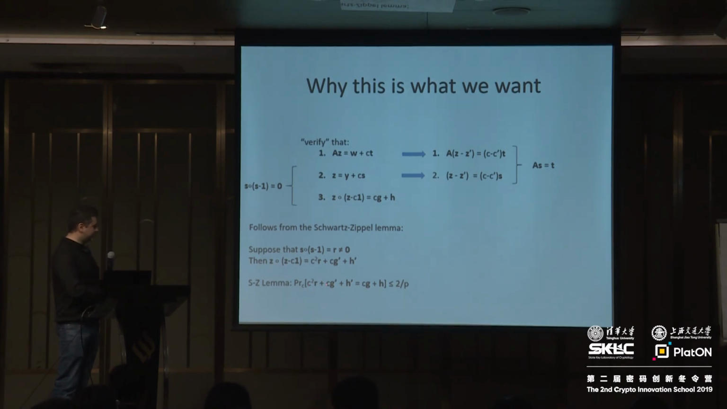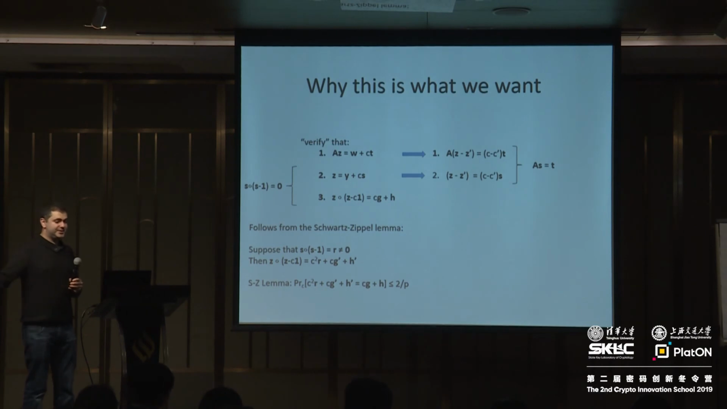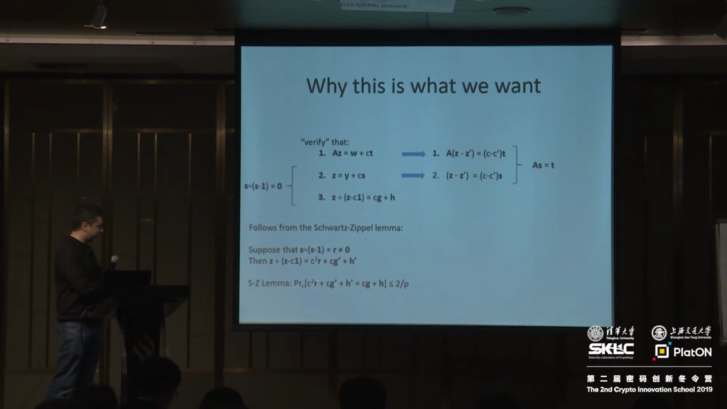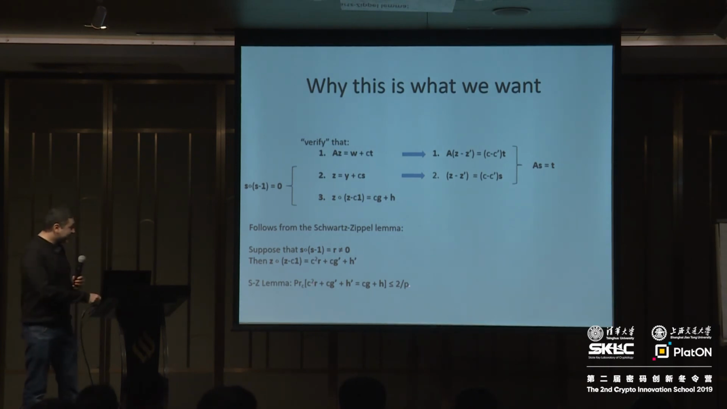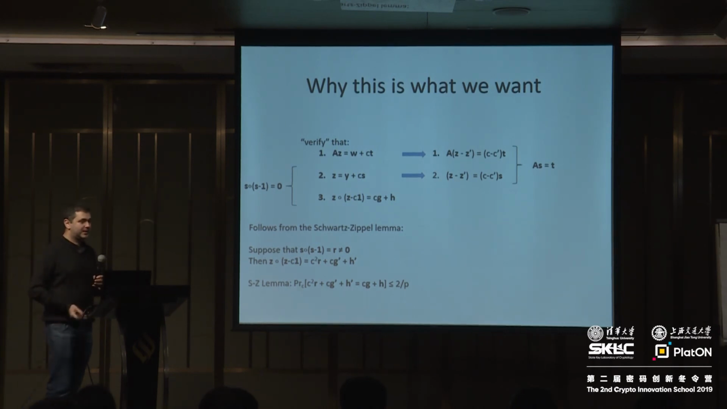c squared r plus c g prime plus h prime equals c g plus h. If r wasn't here, then g prime and h prime are just g and h, so this is clearly true. But if there is an r here, then the probability that you can actually satisfy this equation for a random c becomes just 2 over p. So it becomes small depending on p.